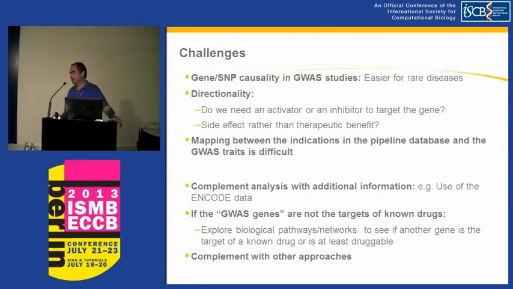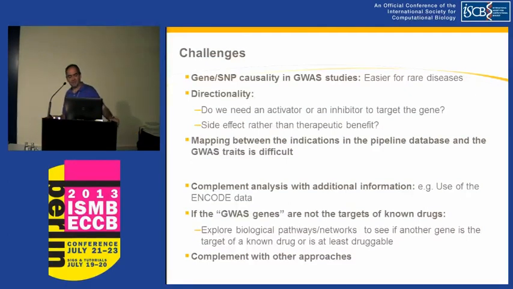Now, it's all very nice, but there are, of course, some challenges with using that type of data. The first one is gene-SNP causality. It's difficult for GWAS studies to really pinpoint the genes. Are you sure it is the correct gene? In fact, using OMIM, where we have more Mendelian diseases, may be easier when you know exactly what gene is involved. As I said before, the direction is a big issue as well. You may not know if you need an activator or an inhibitor, so you may have to look for more information or try it.